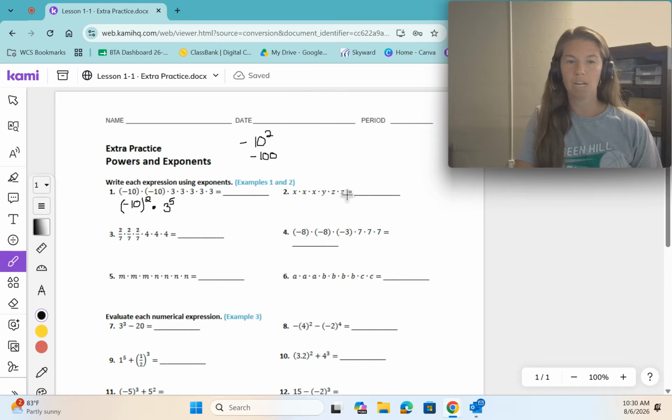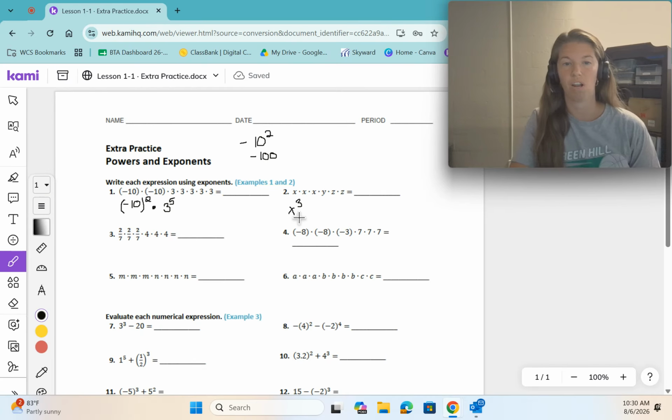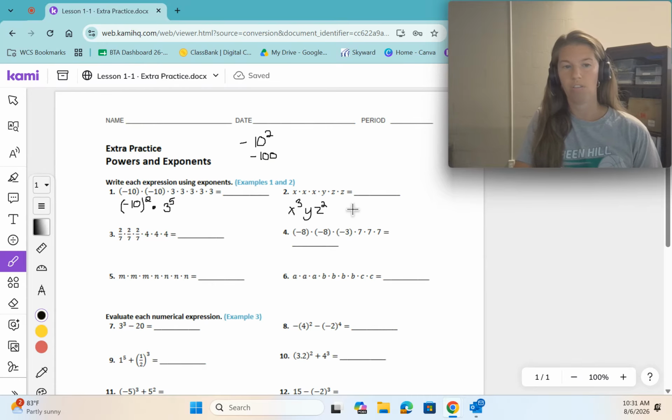Now the next one has variables as your bases. So in this one, we have a base of x, and it's multiplied by itself 3 times. Same exact process, you just use x as the base instead of a number. And then y we have once, so we write times y. And remember, when we have variables and you just write them next to each other, it automatically means multiplication, so you don't need to put the dot between your variables here. Then we have z multiplied by itself, so that's squared. And this is your simplified version of that one.